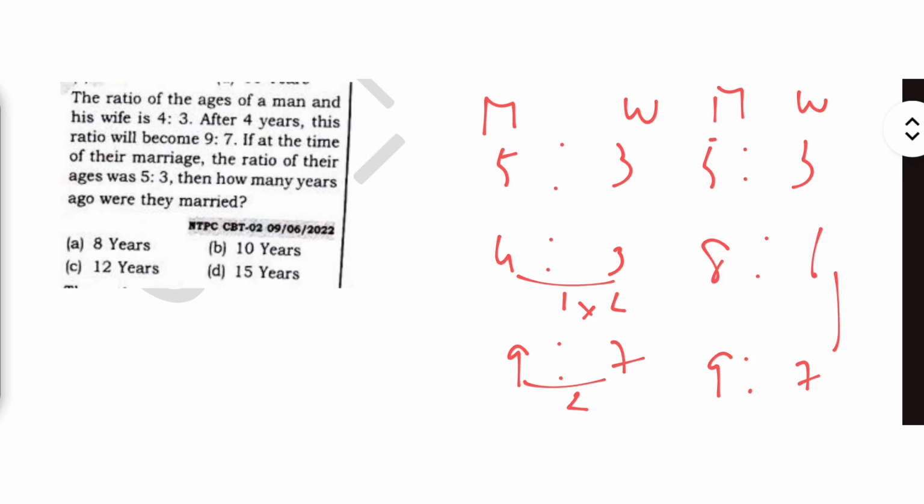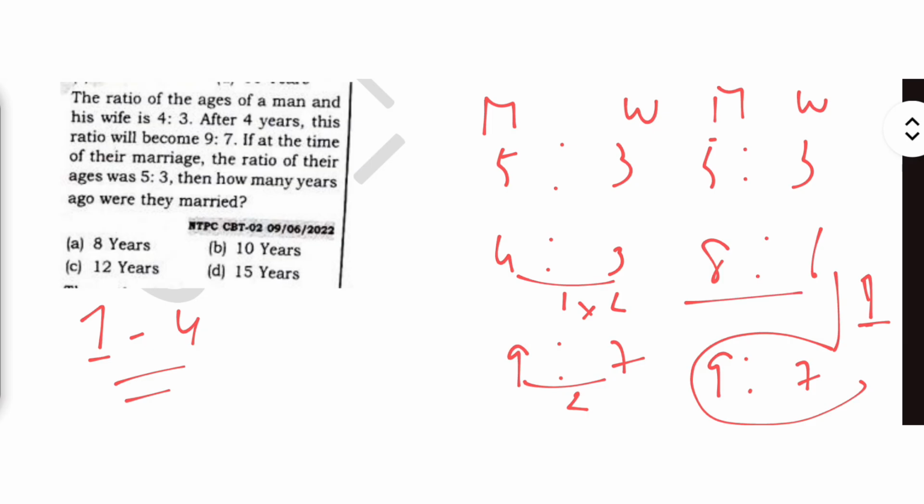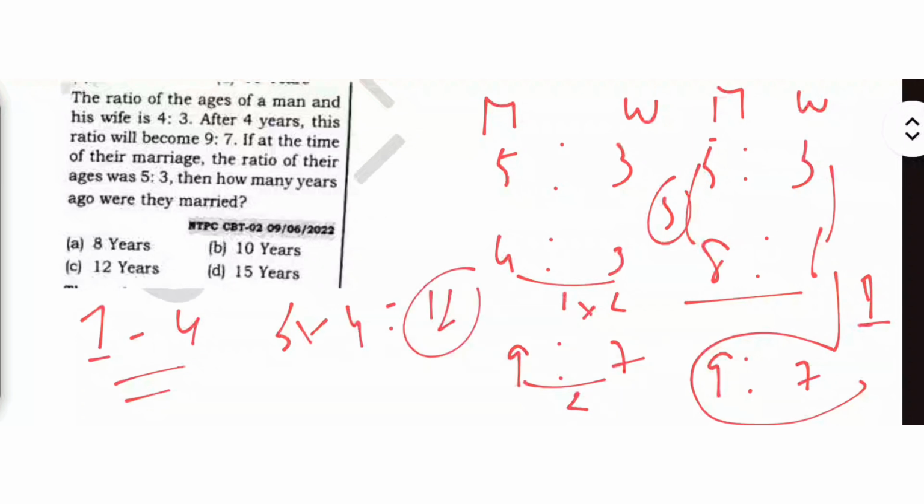Okay, what are we given? This one part is nothing but 4, because after 4 years the ratio is becoming this. So your one part is 4. Instead of finding this, we can also find the difference between this. What is the difference between this? This is nothing but 3. One part is 4, the 3 part is how much? 12 years.